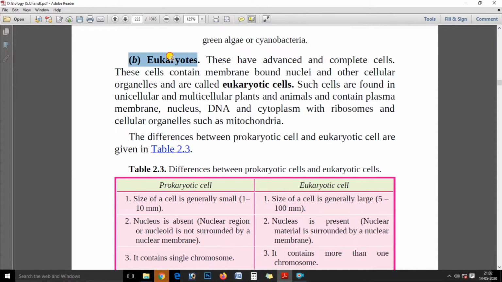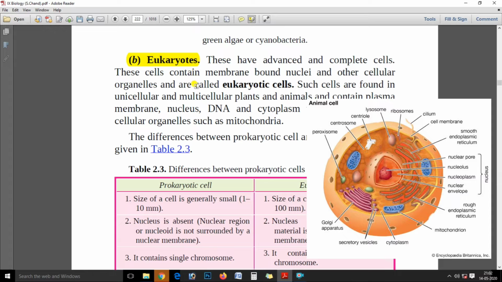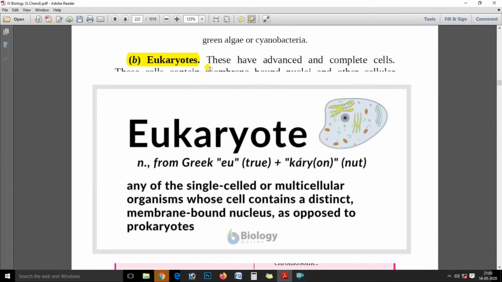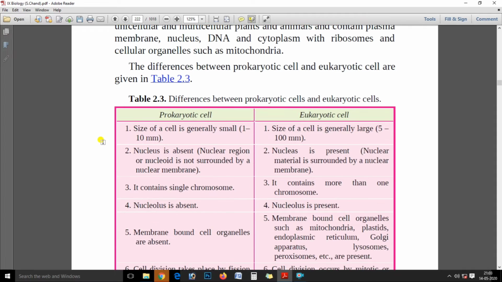The second type is eukaryotes. Now again, if you break down the word eukaryote, we'll get eu and karyote. Now the word eu basically means true or genuine. That means developed and advanced, and karyote means nucleus. So we can say that those organisms having developed and advanced nucleus are called eukaryotes.